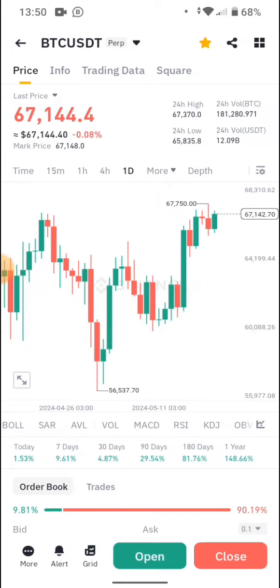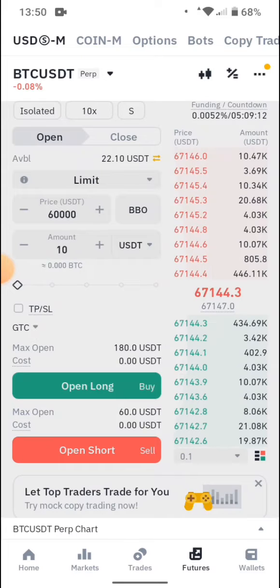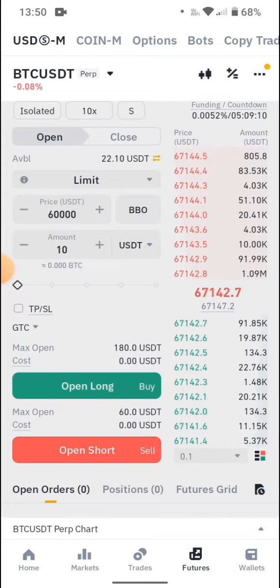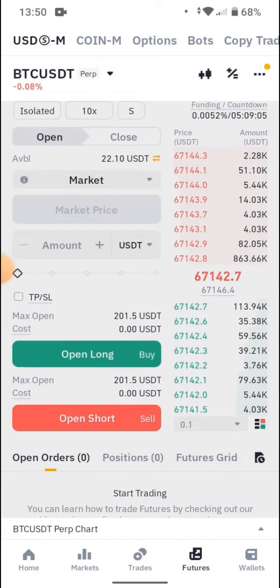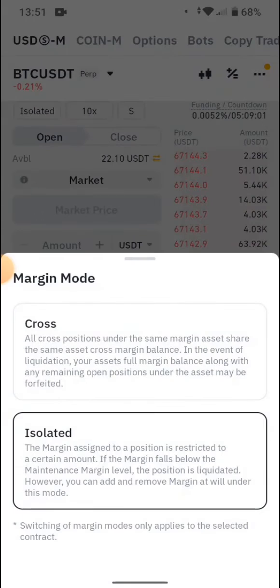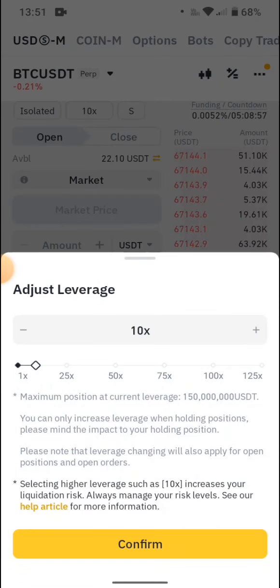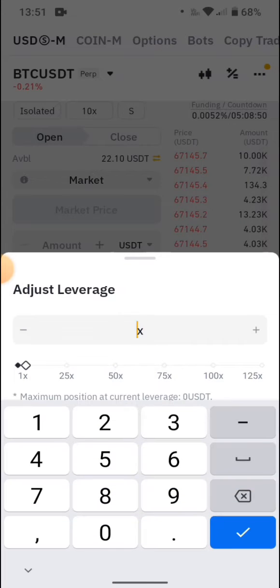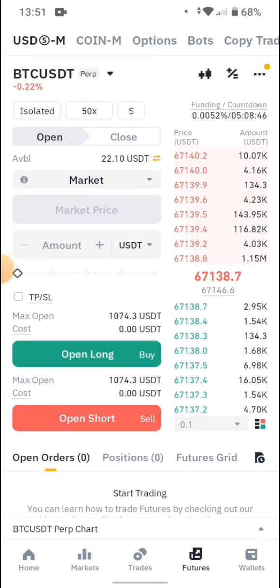So we are going to come back to the normal trading chart. Now let's say we want to enter our trade. Okay, we have 22 USDT. We are going to come to Market order, and we are going to select Isolated for this particular one, so you can see. And we are going to take a leverage. In this case, I'm going to take a leverage of 1:50. For the leverage, you can either just write 50, or you can drag. So I've selected the leverage.